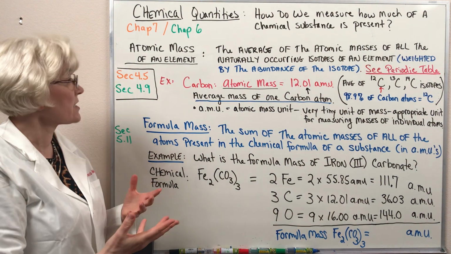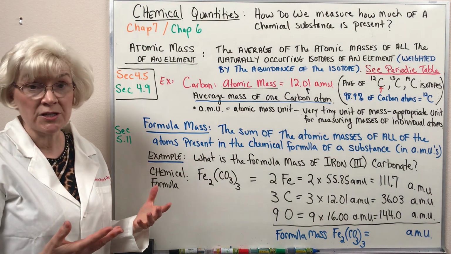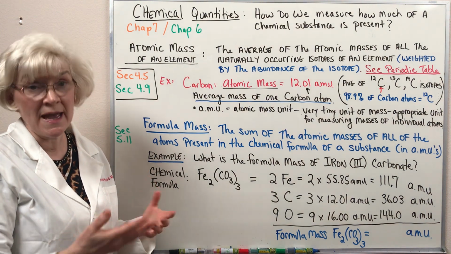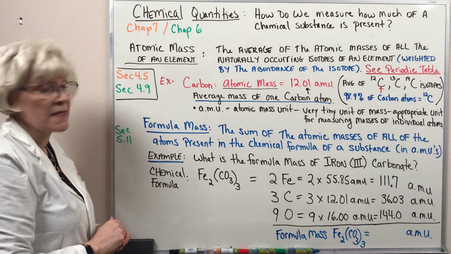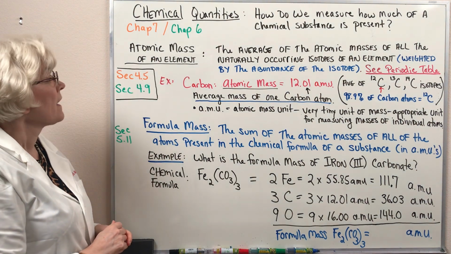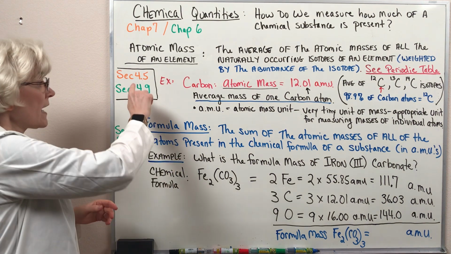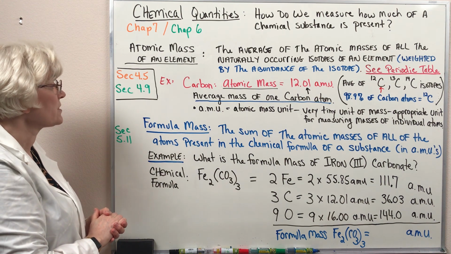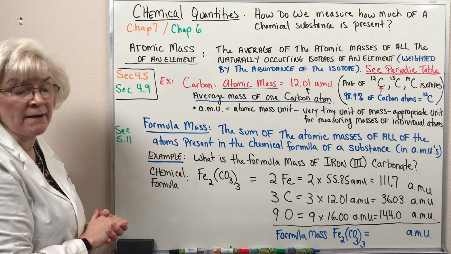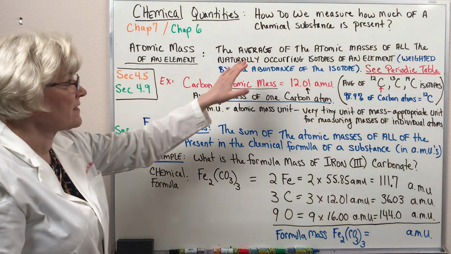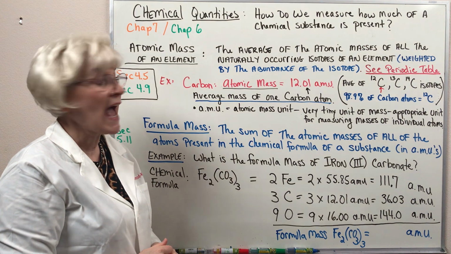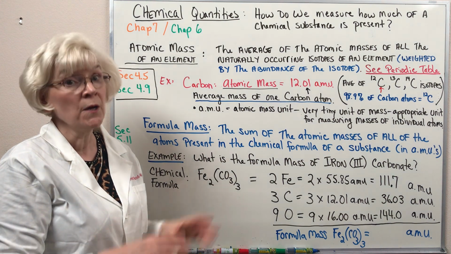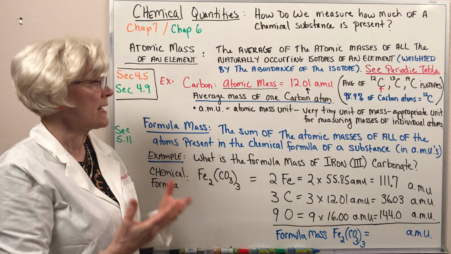So to begin the discussion of chemical quantities, we need to be able to get a handle on how we determine the masses of individual elements and their atoms. So we have a concept known as atomic mass of an element. This material can be reviewed in Chem 2A in Chapter 4, Section 4.5, and in Chem 22 in Chapter 4, Section 4.9. So, atomic mass of an element. We're talking here about the average of the atomic masses of all of the naturally occurring isotopes of an element, weighted according to their abundance in nature.